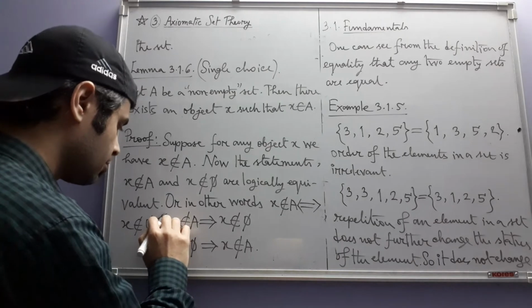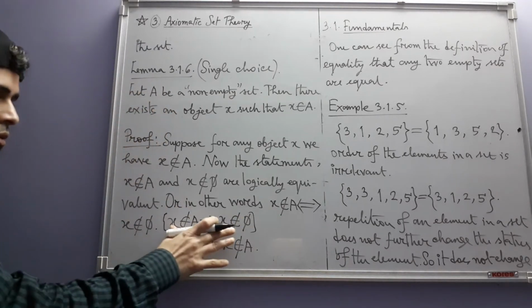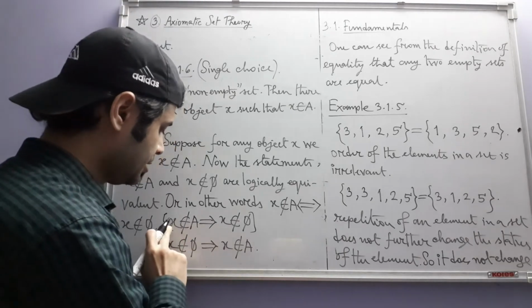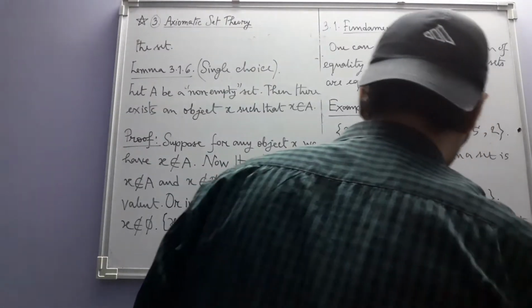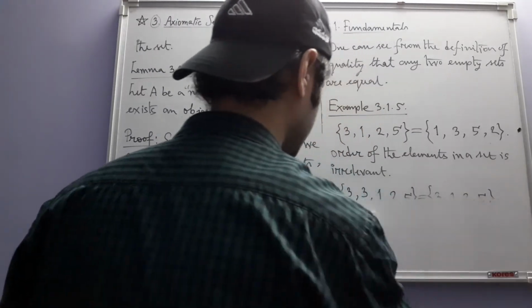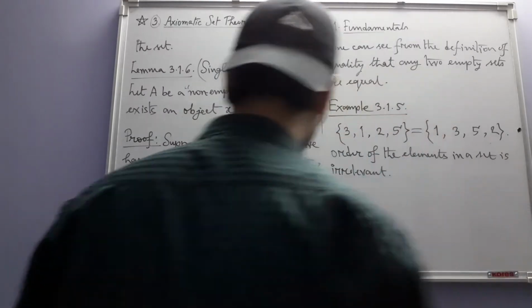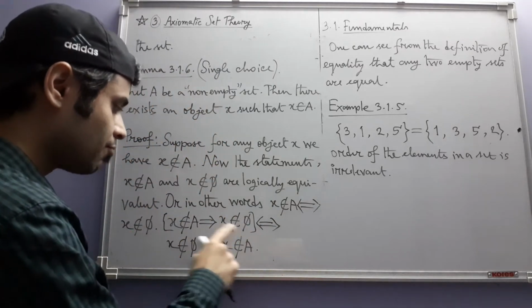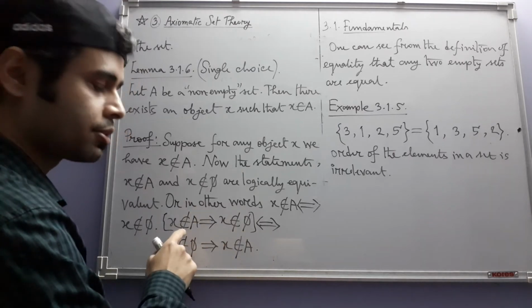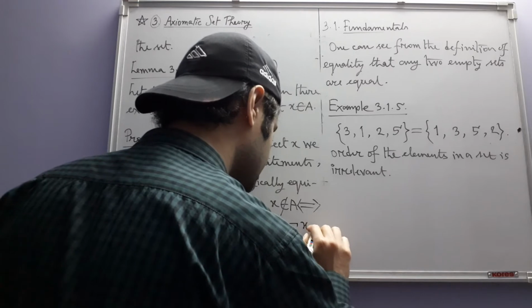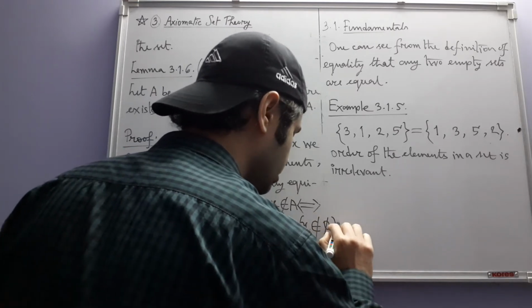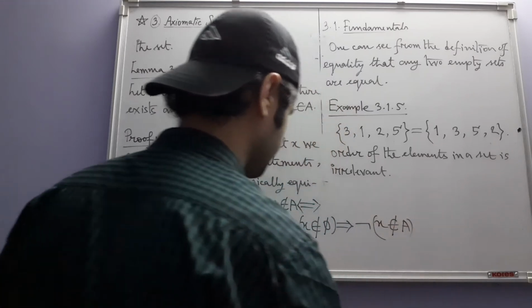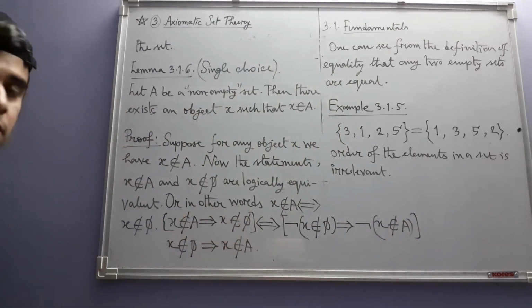You know from our discussion of mathematical logic that an implication is logically equivalent to its contrapositive, right? So what is the contrapositive of this implication? Let me expand this place by removing the barrier. This is equivalent to the contrapositive of this implication. P implies Q. Negation of Q implies negation of P. That is, negation of X does not belong to the empty set implies negation of X does not belong to A. These two things are logically equivalent, right?